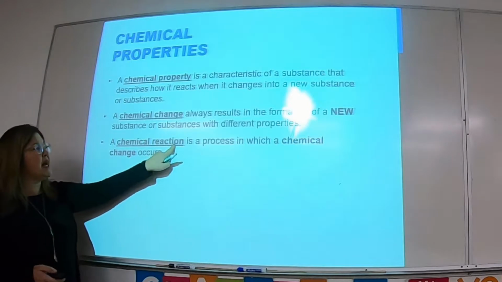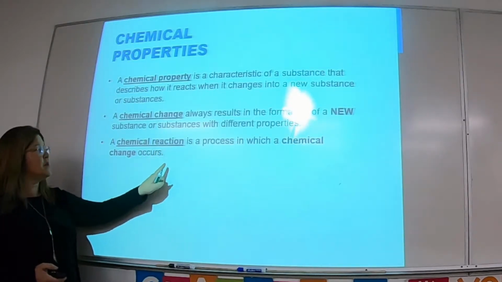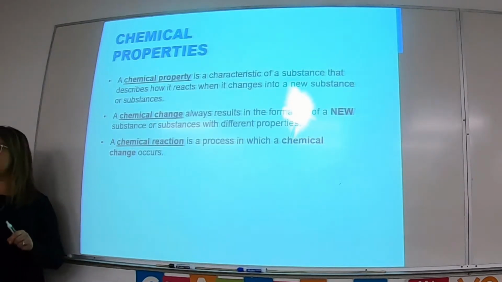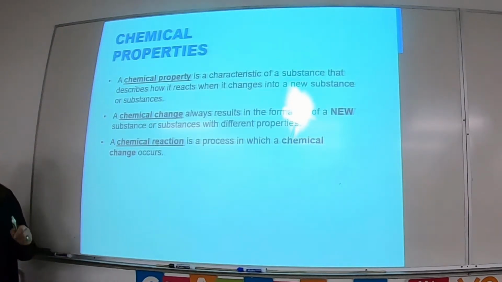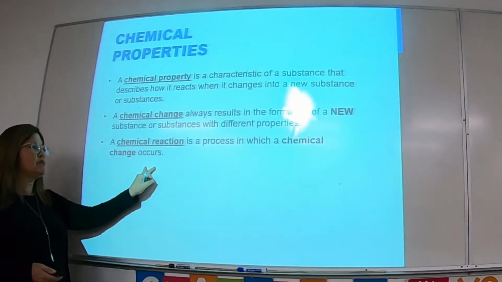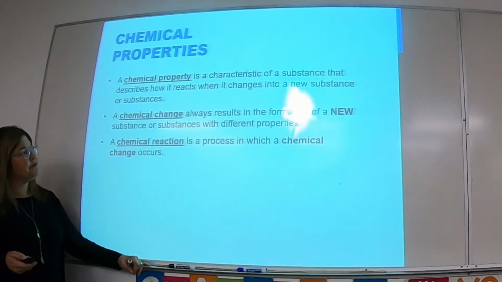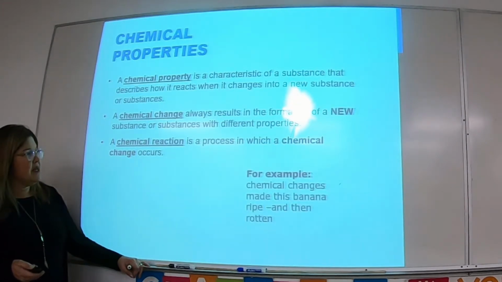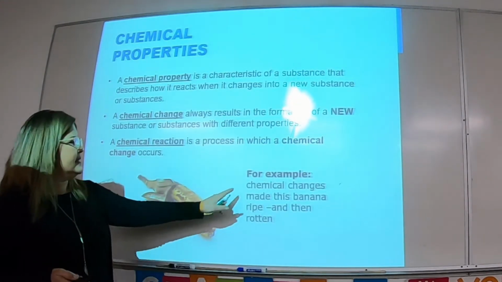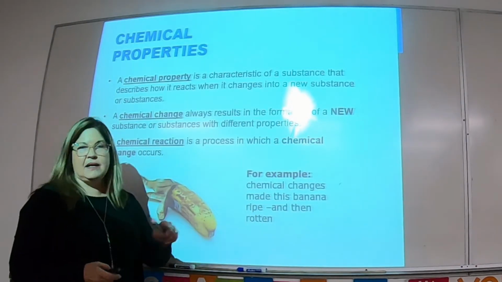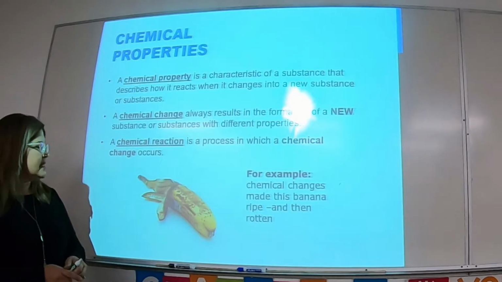A chemical reaction is a process in which a chemical change occurs. So in a chemical reaction, you have a new substance being formed. So a chemical reaction is a process in which a chemical change will occur. Okay, chemical changes made the banana ripe, then it goes to rotten.